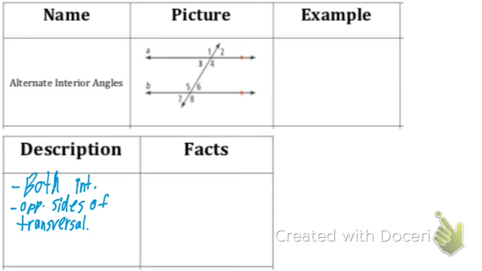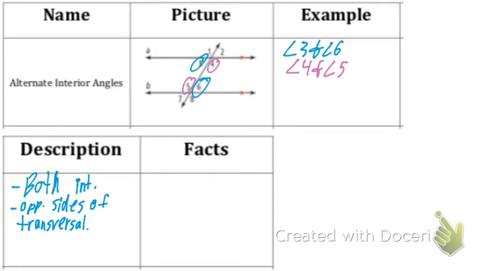Does anyone have a pair of alternate interior angles they would like to share? Okay, Seth. Angle 3 and angle 6. Angle 3 is on the left, angle 6 is on the right, but they're both interior. Raise your hand for the other pair, okay? Elizabeth. Angle 4 and angle 5 is another pair of alternate interior angles. They alternate sides of the transversal. They're both interior, those 2 lines cut by the transversal.